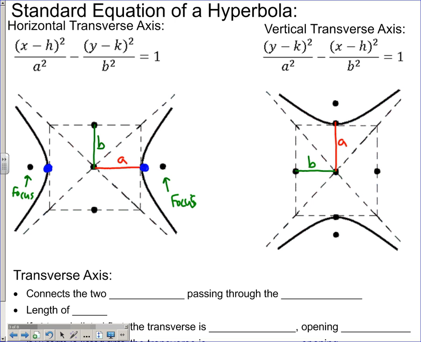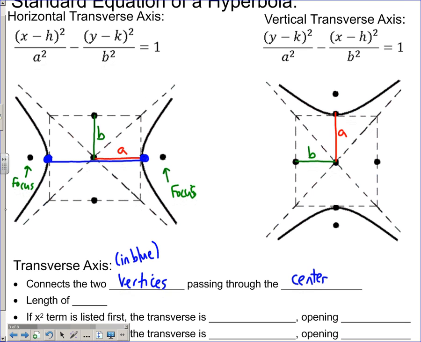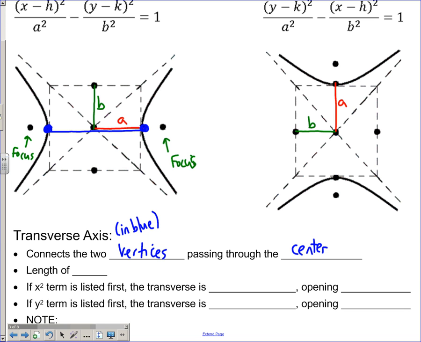Okay. The last thing that I want to label is from vertice to vertice. I'm going to draw that in blue. That is a distance of 2a, and this is the transverse axis. So you see below, our transverse axis in blue connects the two vertices passing through the center point. It also has a length of 2a, just like the major axis has a length of 2a. So the transverse axis is really the same thing, it's just called something different because it's a hyperbola.